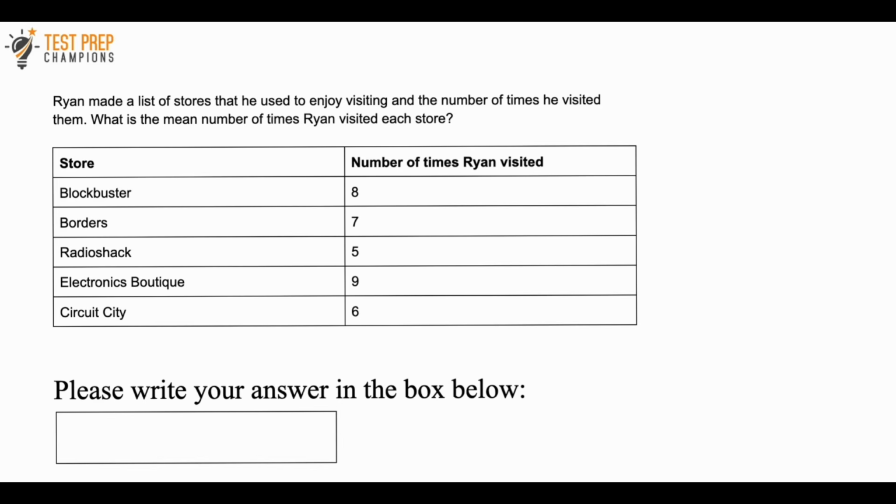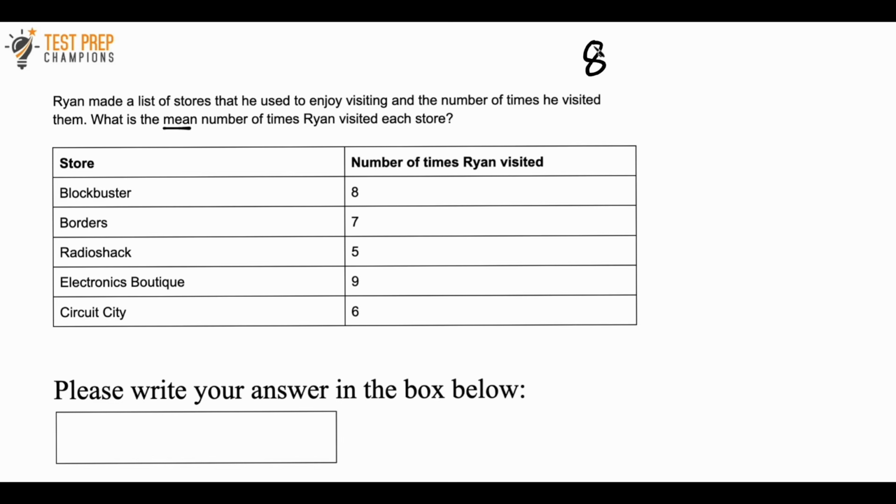Okay, so how do we find the mean? So the mean just means the average. So if I asked you, what is the average number of times Ryan visited each store? It's the same as if I asked you, what is the mean? So how do we find the mean? Well, what we want to do is add up all of the numbers, and then we're going to count how many numbers we have, and that's what we divide by. So if you're not sure what I mean, let me show you.